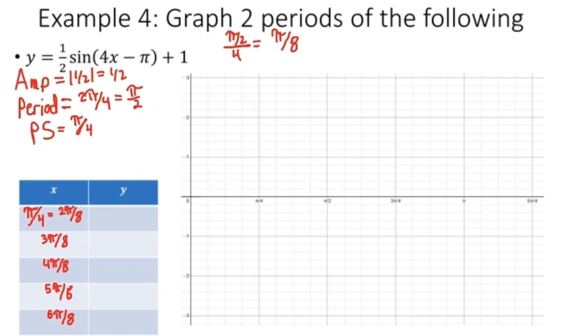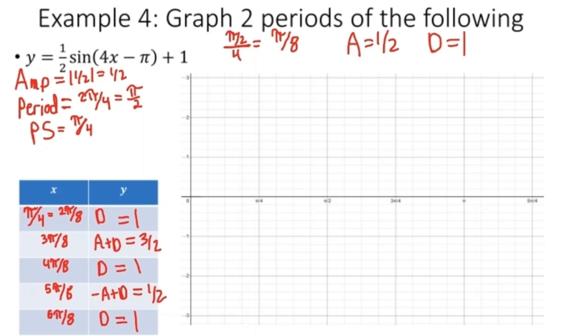Now we can either plug in our x values into our equation, or we can use the pattern of sine for our key points. And the pattern for sine is d, a plus d, negative a plus d, and d. A is 1/2, d is 1, and our y values would be 1, 3/2, 1, 1/2, and 1. Now we can go ahead and plot these points, and there's our first period of our graph. Now we can shift each point over by pi over 2 units, and there is our second period in green.